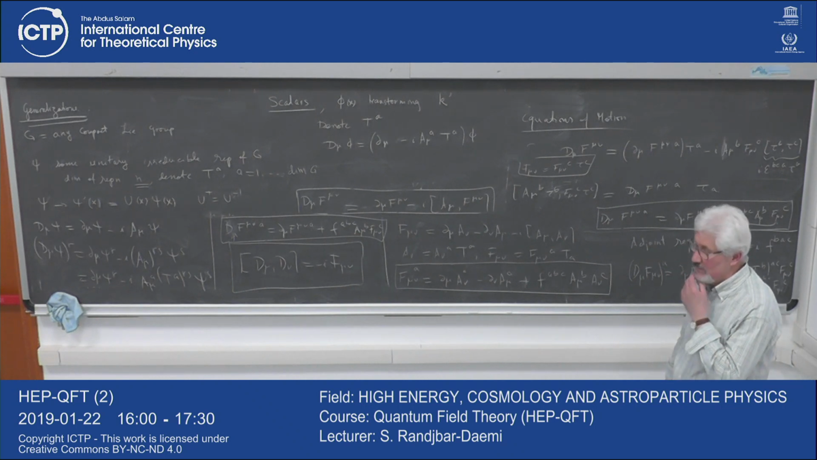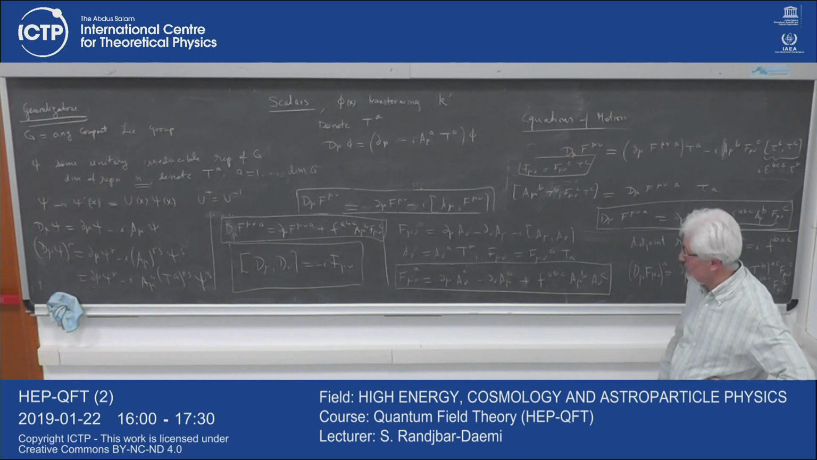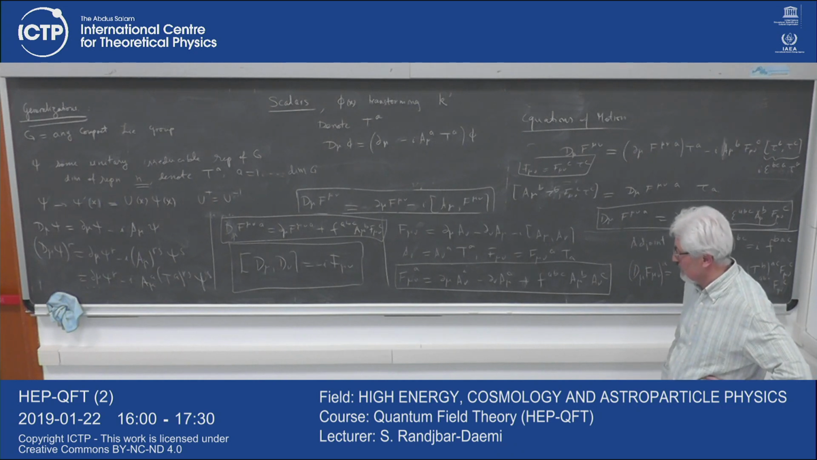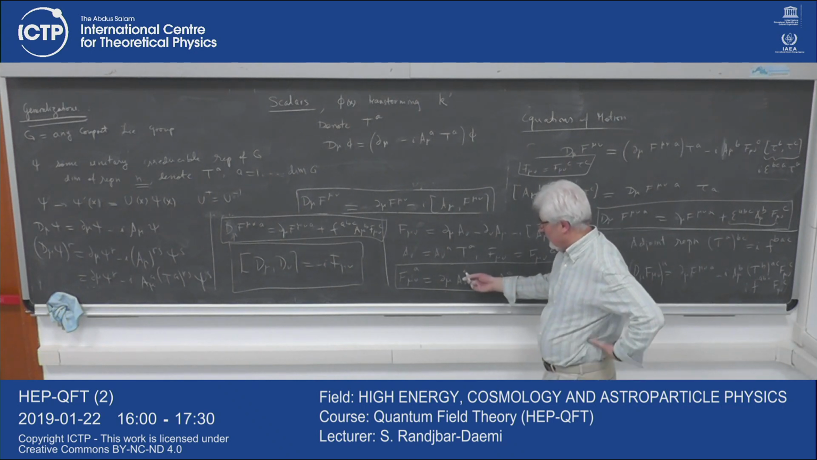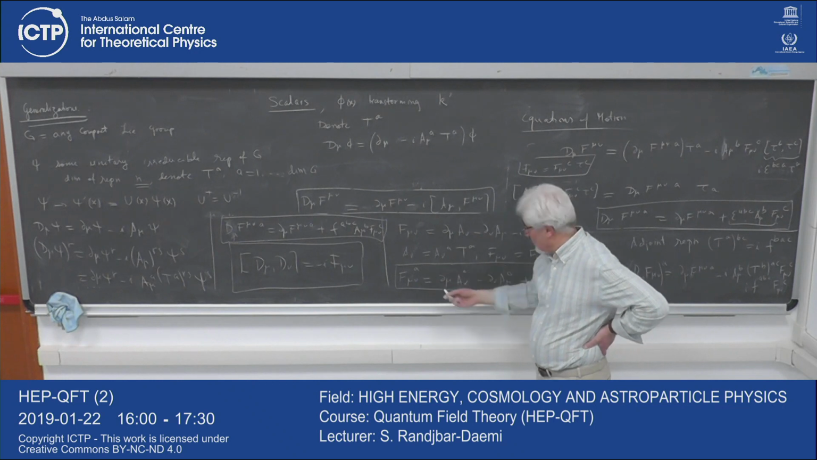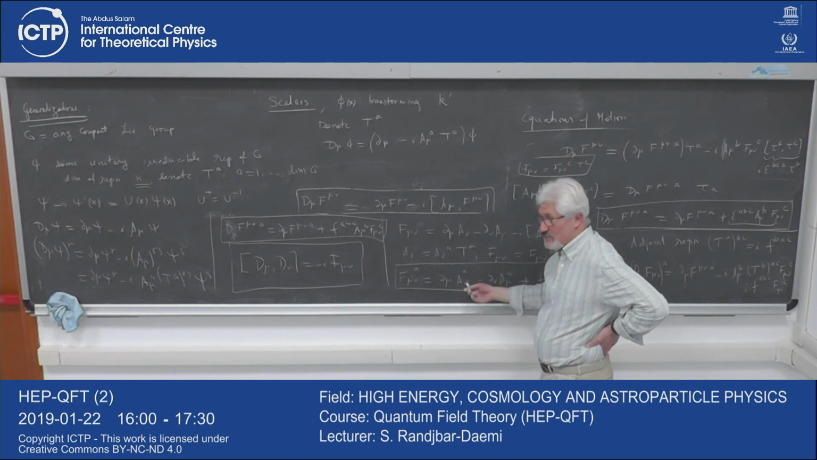Is F mu nu and A mu have to transform in the same representation? No, A mu transforms, the index that A carries is like the index that F carries. But we saw that A does not transform like F.